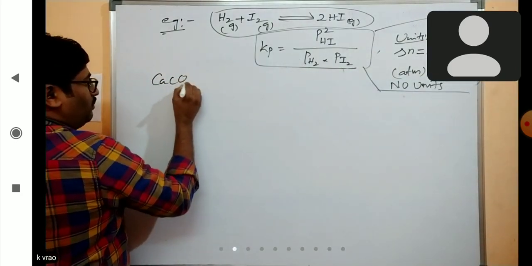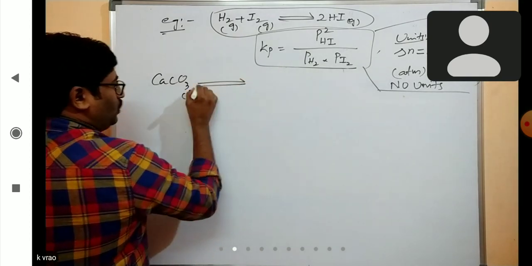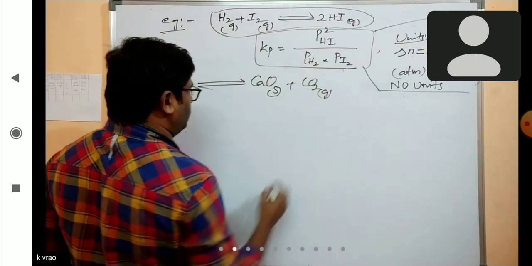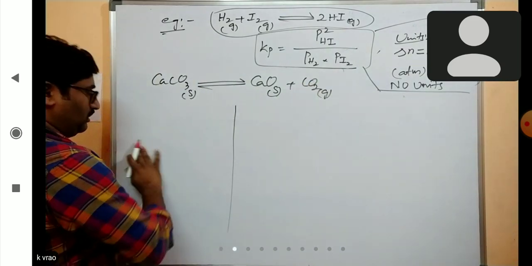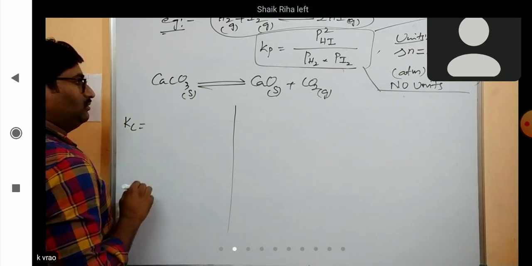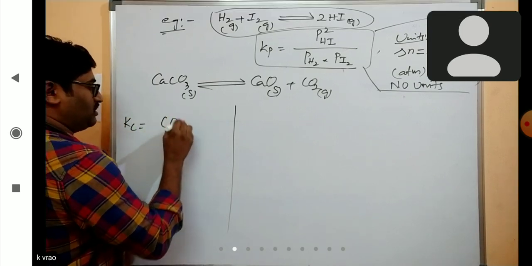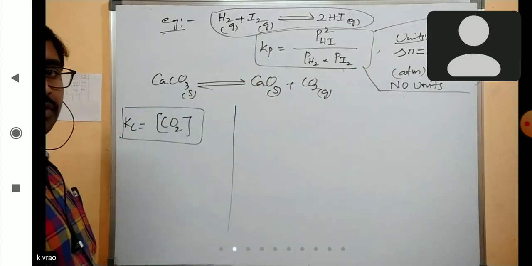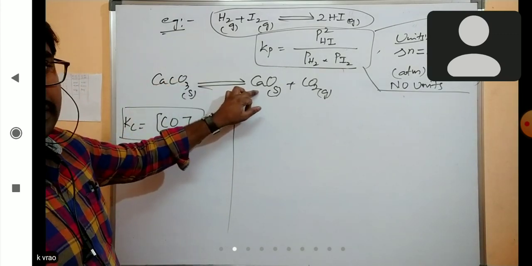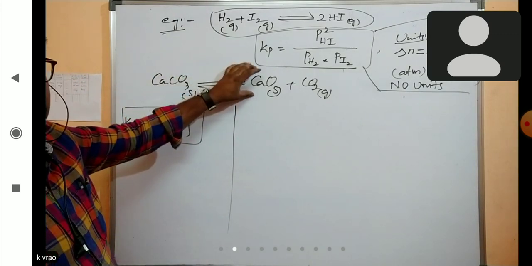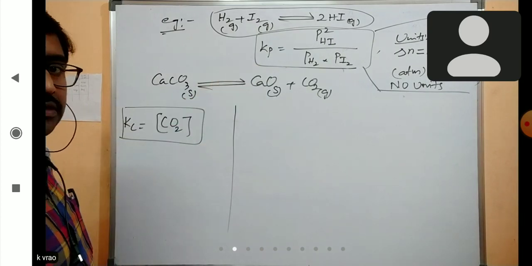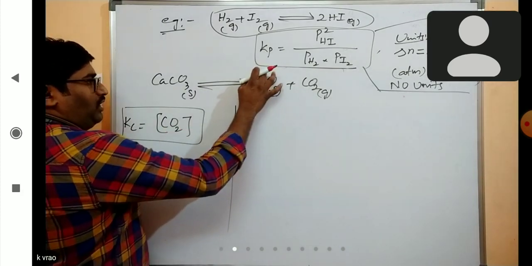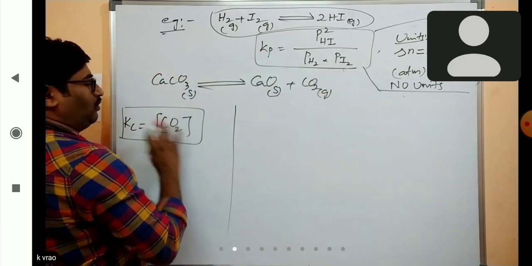If I take calcium carbonate solid gives calcium oxide solid plus carbon dioxide gas. For this reaction, Kc expression is equal to only concentration of the CO2. That's it. Because calcium oxide and calcium carbonate both are present in a solid state. So for the solid substances, molar concentration is equal to unity. We consider it as one unit.